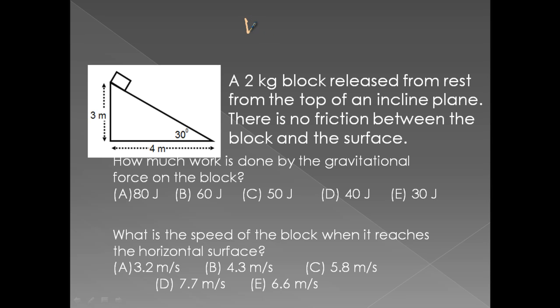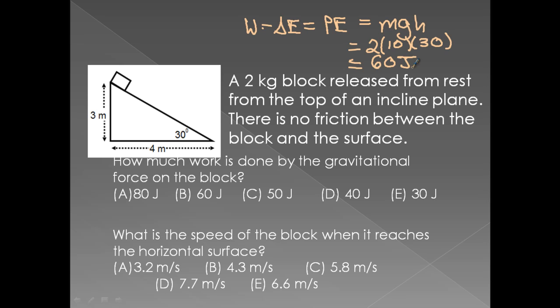So we know that work equals the change in energy, which equals potential energy. Because up here at the top, it says it's released from rest. So therefore, it has no kinetic energy. So it's just going to be equal to potential energy. mgh. 2 times 10 times 3. You get a total work done to move it to the bottom of 60 joules.